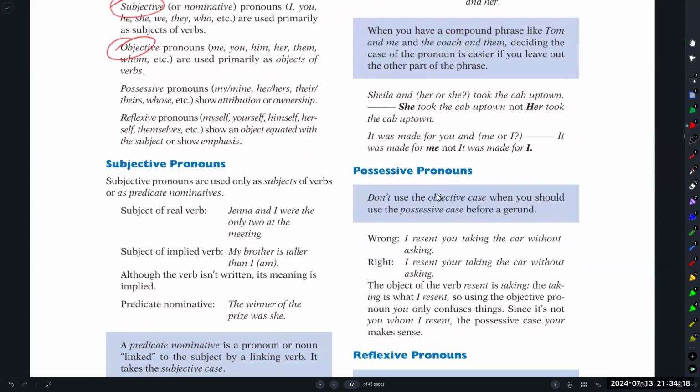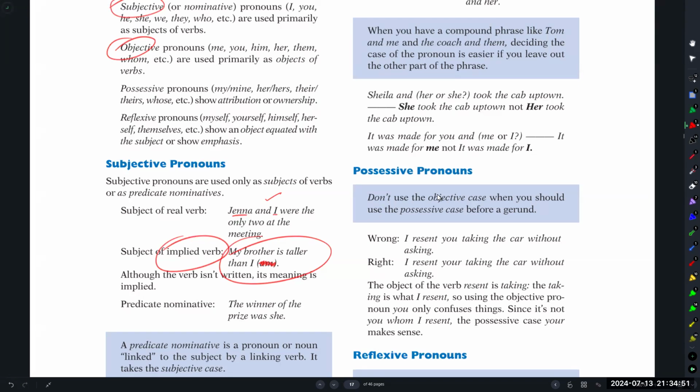Now, subject case pronouns. "Jenna and I were the only two at the meeting." This is a correct form. You have Jenna and I as the subject. This is an example of an implied verb which causes a lot of trouble with you guys. "My brother is taller than I." The "am" is not written anywhere, it's implied.